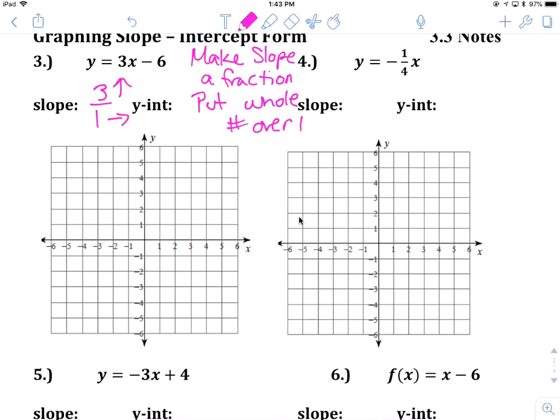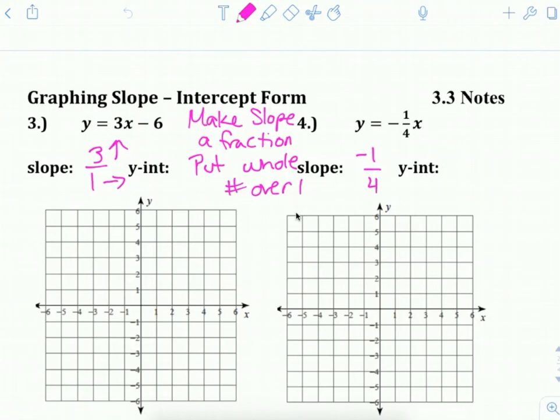Problem 4 doesn't have that issue. We have a negative 1/4, and we're going to make the 1 take the negative. That means that I'm going down 1 and right 4.